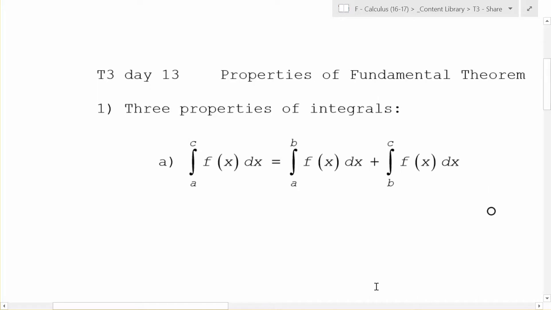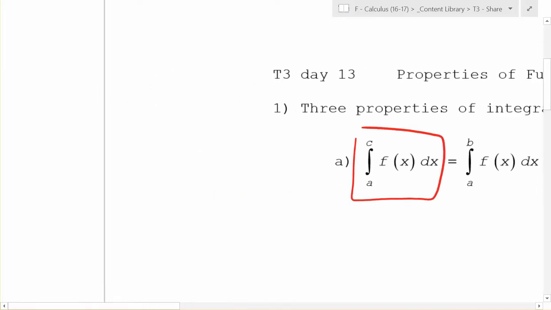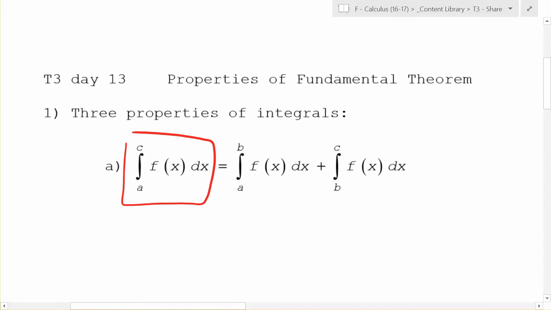Looking at phrases that look like this right here, like that right there. So just look at that, just that one right there. This is one of the rules we're going to get to work with, which is if you're integrating from a to c. So that says the integral of f of x from a to c. You could also say the integral from a to c of f of x dx. You could say it that way.